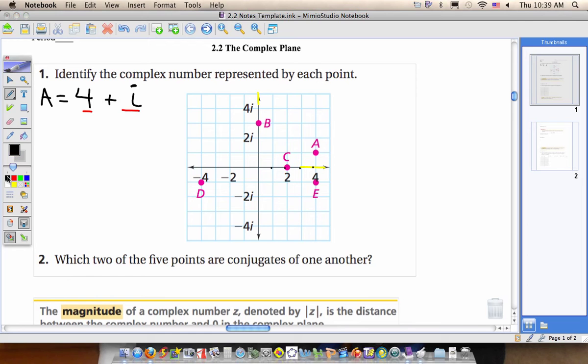With your partner, I want you to take a moment and write the coordinates for B through E, and then also answer question number 2.